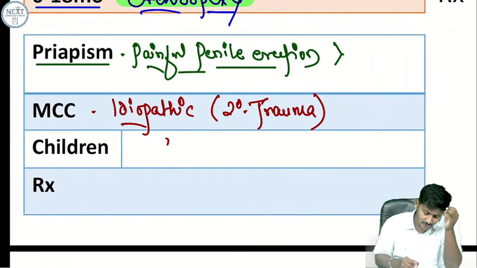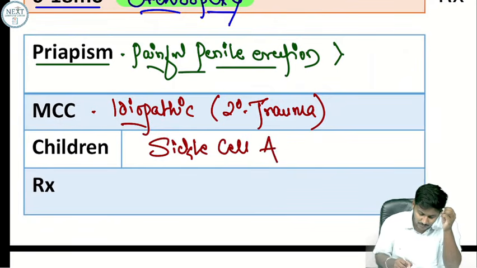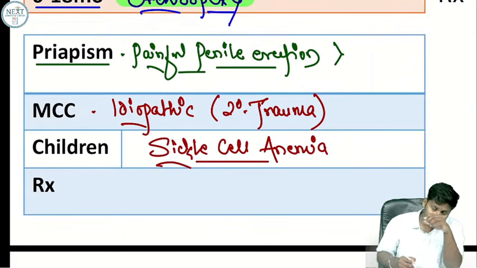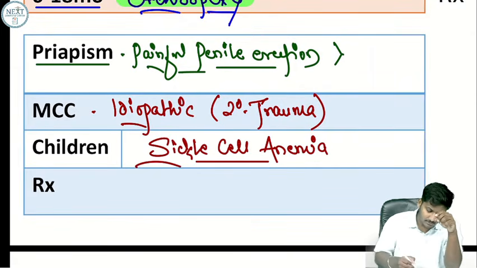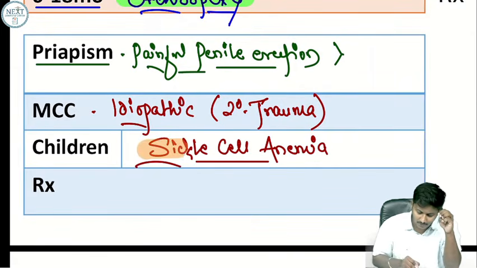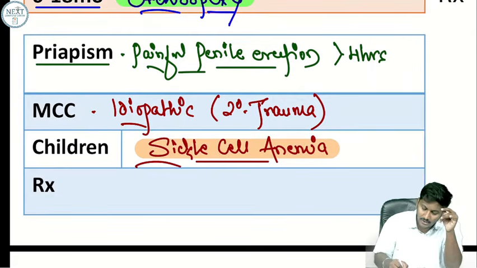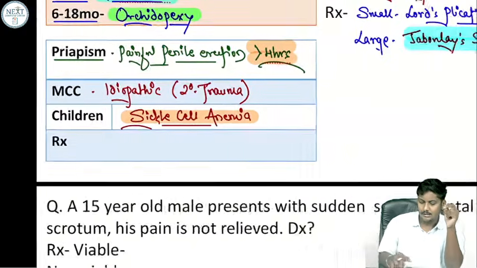Most common cause in children, another previous year question from NEET and has been asked in FMG exam also beta. So sickle cell anemia which is there, that sickle cell anemia is the leading cause of priapism in children. Remember, sickle cell anemia is the leading cause of priapism in children. That is important because the sickled RBCs block the penile vessels beta. Very good. So whenever the penile erection which is painful is lasting for a span of more than 4 hours bache, that is considered as priapism.